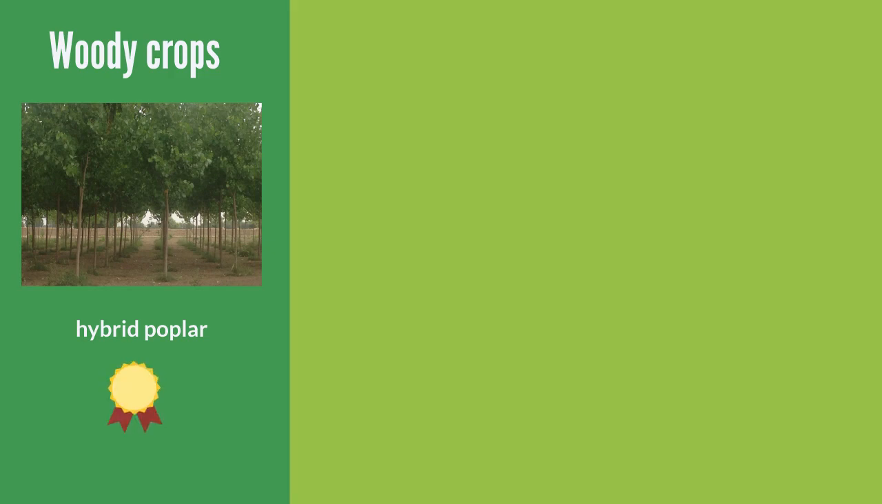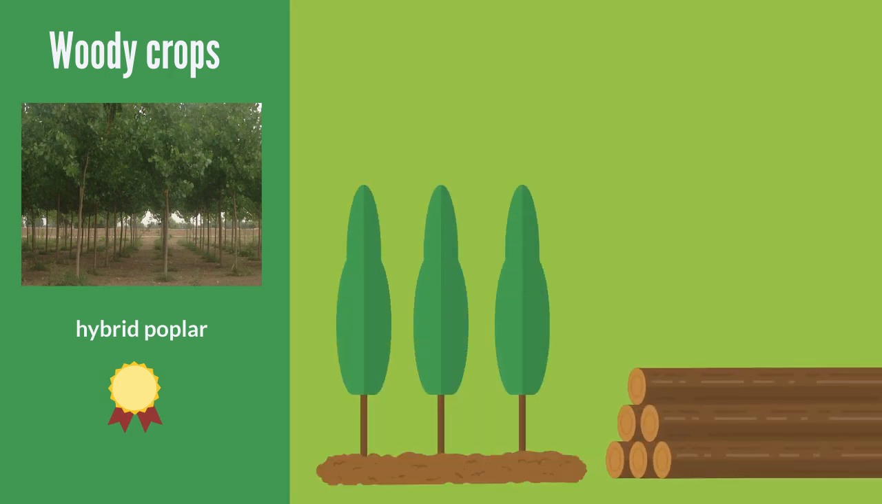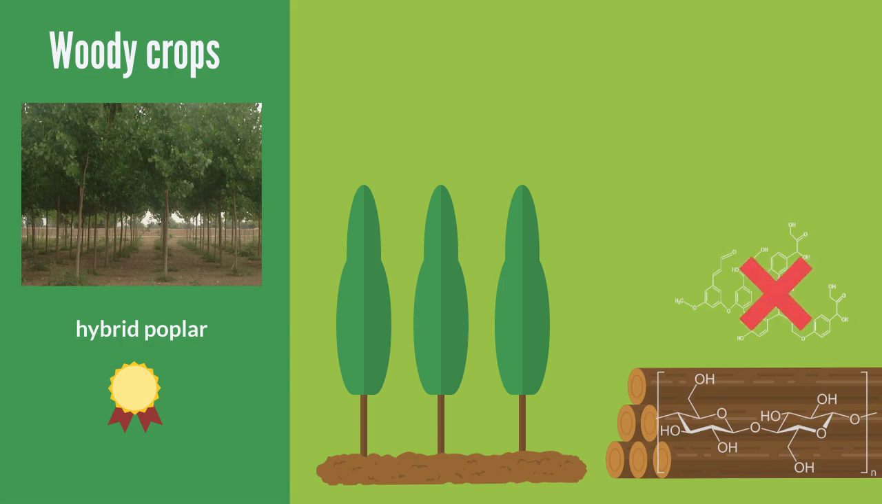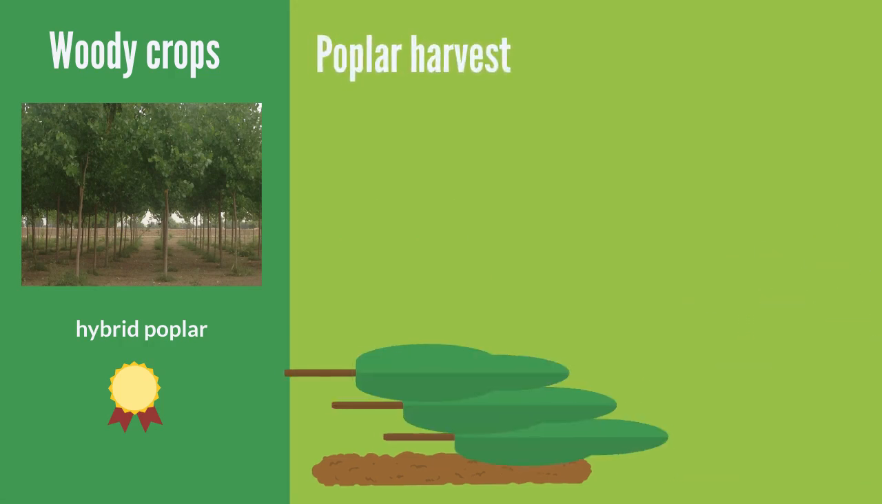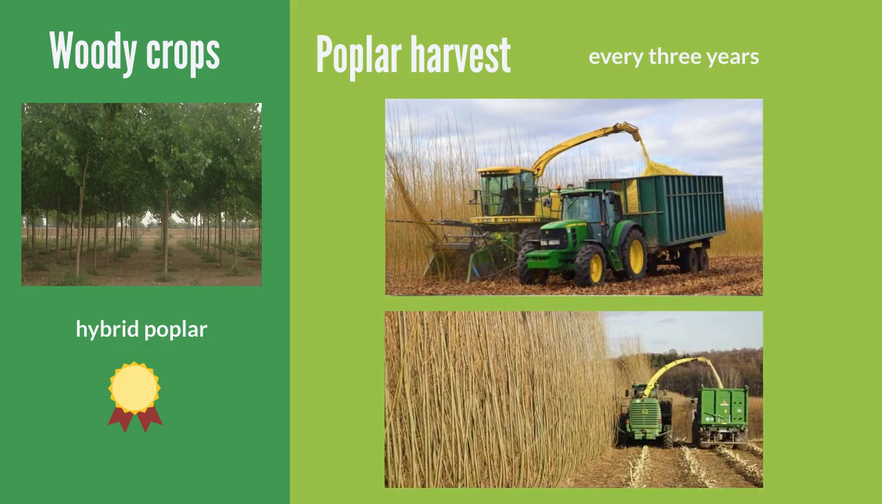Poplars are more desirable for biofuels than many other woody crops because of their fast growth, their ability to produce a significant amount of biomass in a short period of time, and their high cellulose and low lignin contents. Poplar is harvested every 3 years using a single pass system that cuts and chips the trees as the harvester moves down the crop row. Its productivity depends on the type of clone and on the type of management.